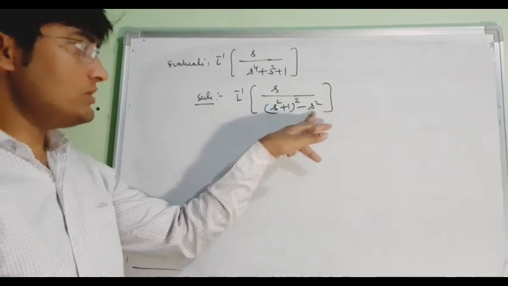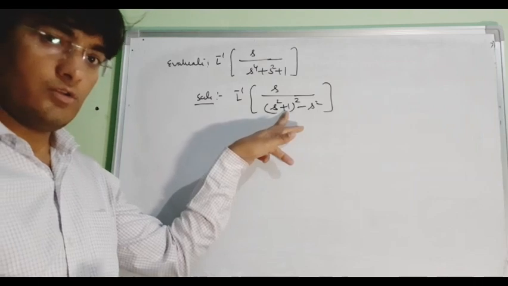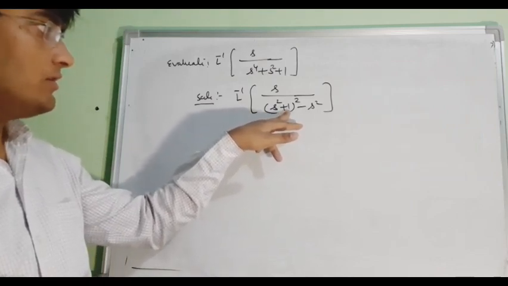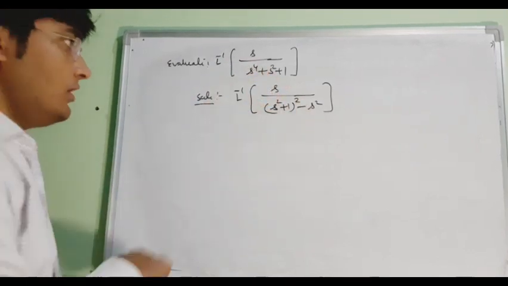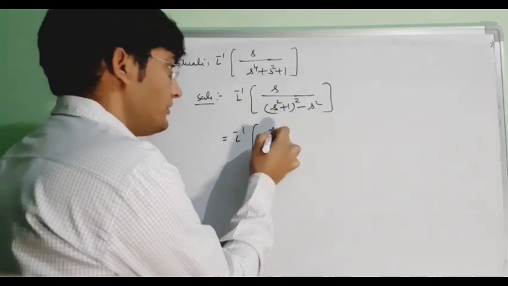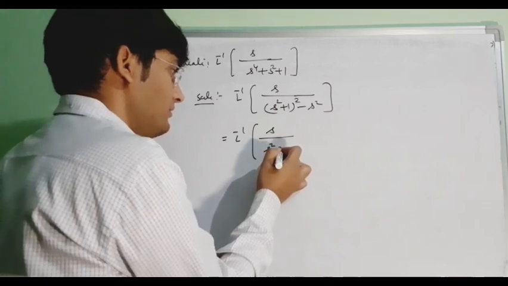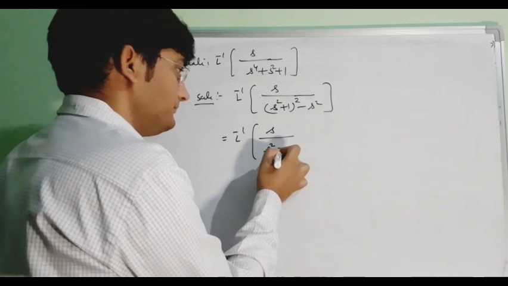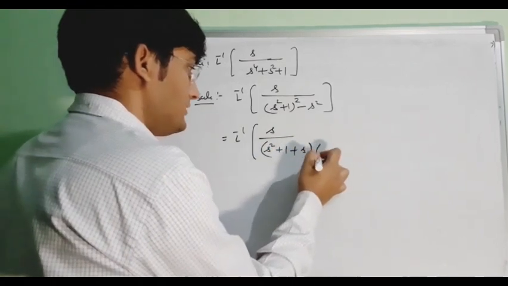a square minus b square can be written as... If you open the bracket, then you will get s power 4 plus 1 plus 2s square minus s square. So we will get this term. Now a square minus b square will be (a plus b) and then (a minus b). So this will be your (a plus b) and then (a minus b).